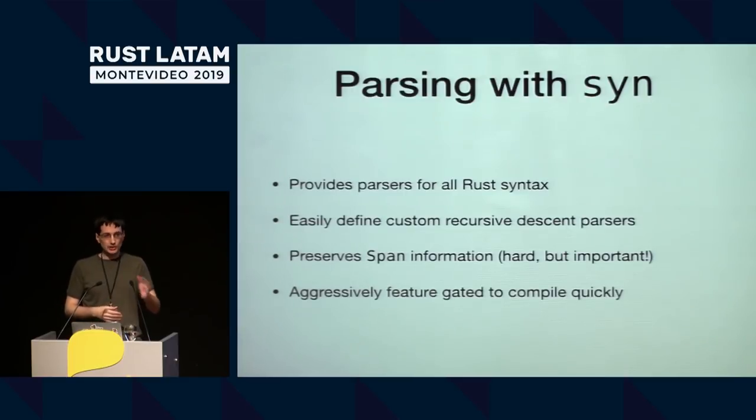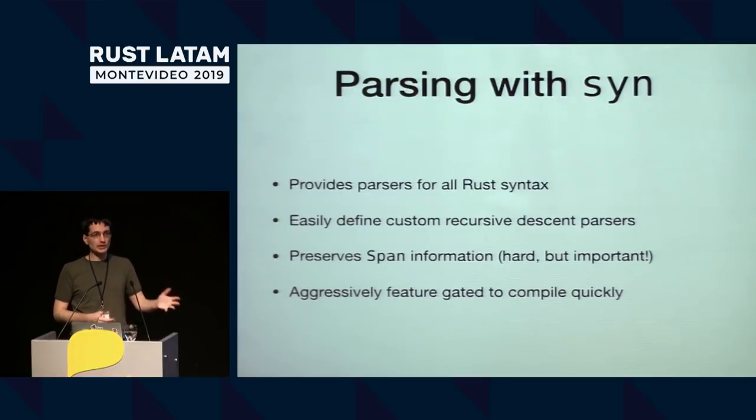And then finally, syn is relatively large, in that there's actually a lot of Rust syntax. Because procedural macros are always compiled with your crate, when you type cargo build, you have to actually build a Rust parser on the spot. So there are a lot of feature gates to aggressively remove code that we don't have to compile, and so it compiles very, very quickly for most average cases.